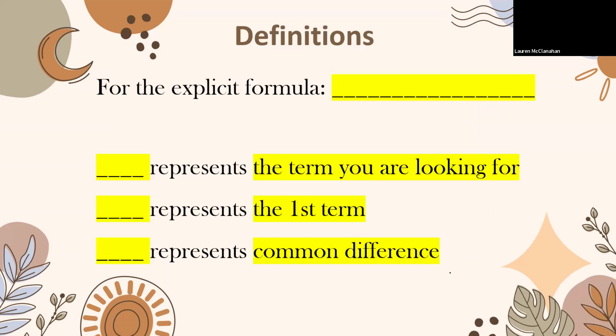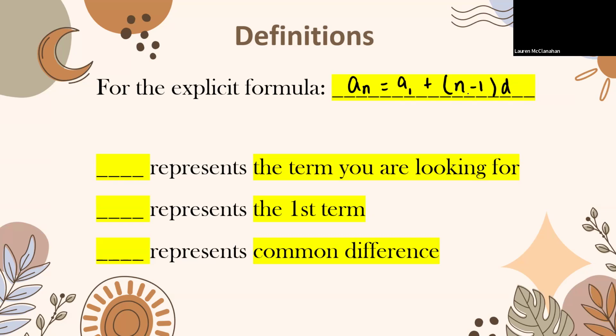Okay, now we're going to talk about the explicit formula. We're going to see the explicit formula a lot more than recursive, okay? So explicit form is a little bit different. This is a_n equals a_1. Remember, a_1 is representing your first term. And then you're going to write plus (n minus 1)d.